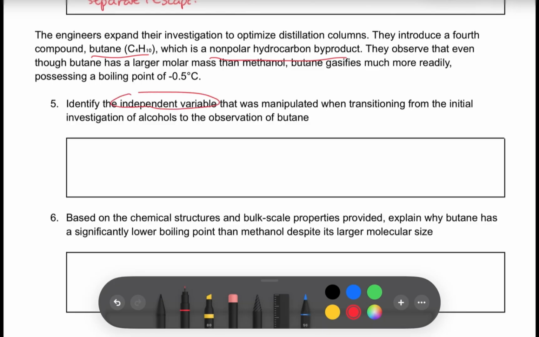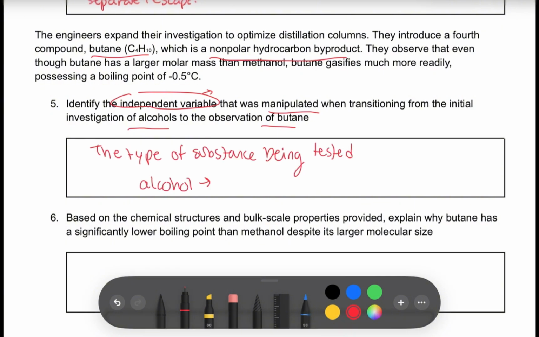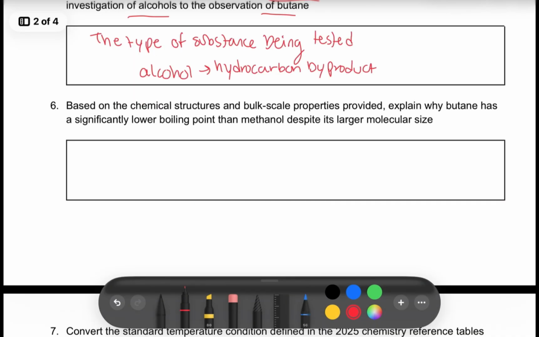Identify the independent variable, which is what we're manipulating, when transitioning from the initial investigation of alcohols to the observation of butane. Well, the thing that we're changing is the type of substance or molecules being tested itself, because we're going from measuring alcohols in our initial investigation to then measuring butane, which is a nonpolar hydrocarbon byproduct. So what we're changing is the type of substance or molecule being tested, because we're going from alcohol to a hydrocarbon byproduct.